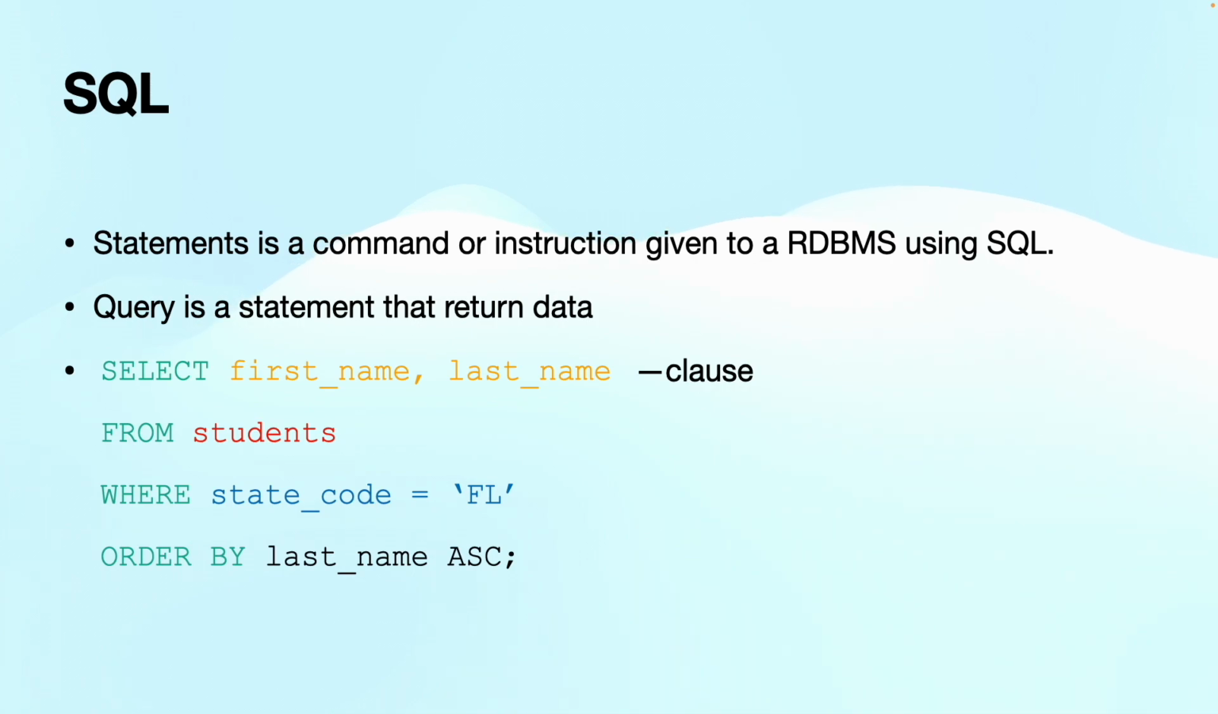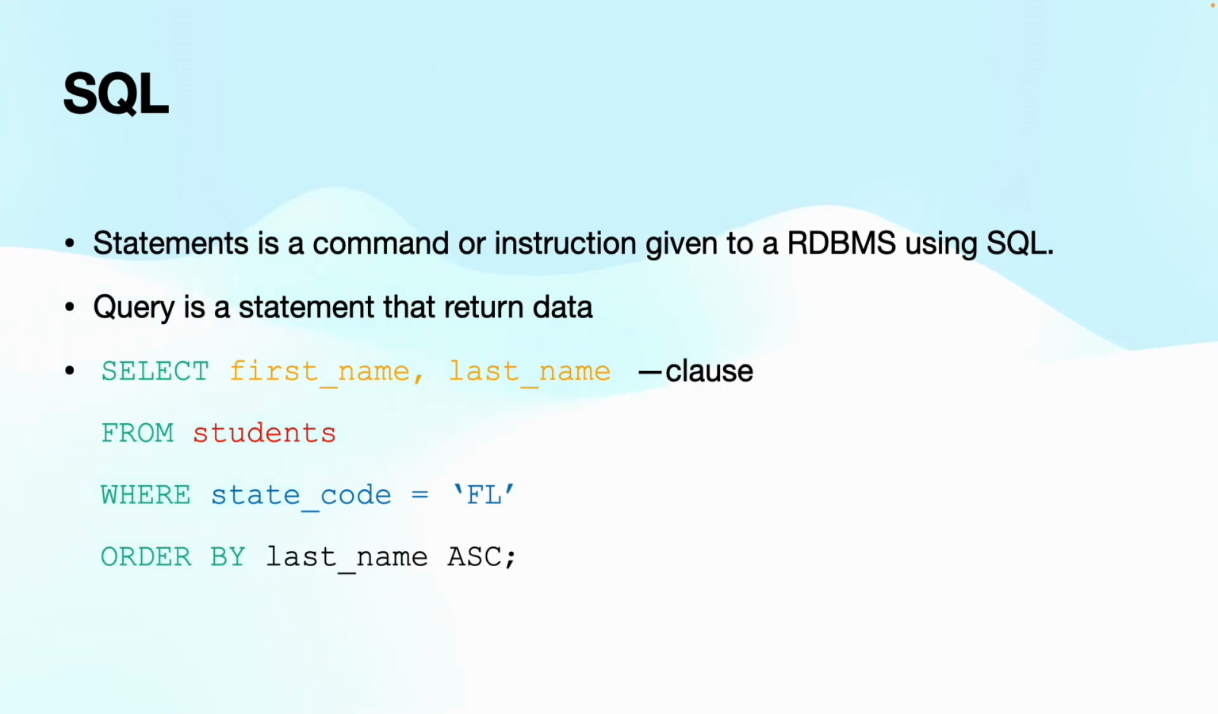A query is a statement that returns data. It means select star from a table. It returns all the column values from a table. So that's the difference between a statement and a query. In the given example, select first name, last name from students where state code is equal to FL, order by last name ascending. So you can understand here, a query is composed of various clauses.